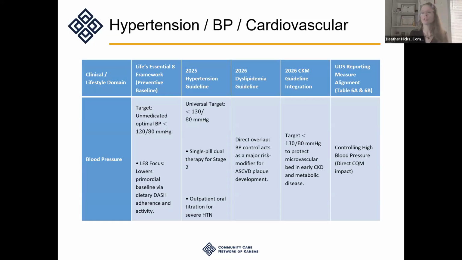The dyslipidemia guideline directly overlaps with blood pressure control, because that is a major driver of cardiovascular risk and impacts dyslipidemia, and dyslipidemia impacts it. The CKM guideline integration takes them both together.